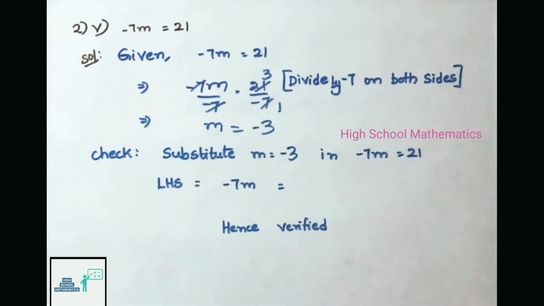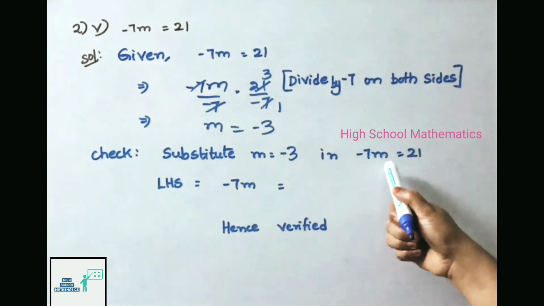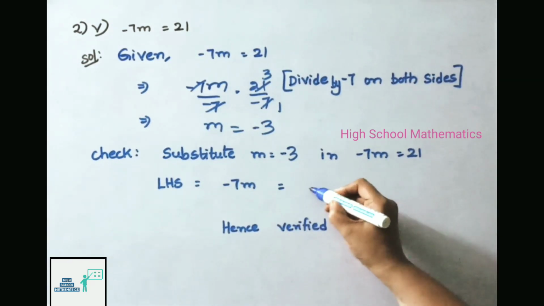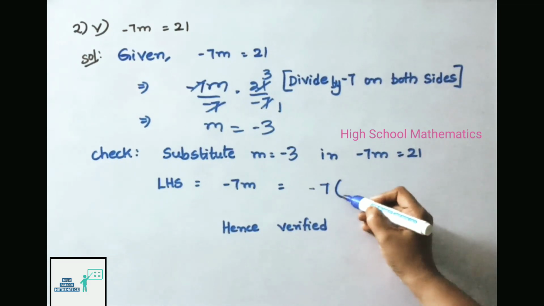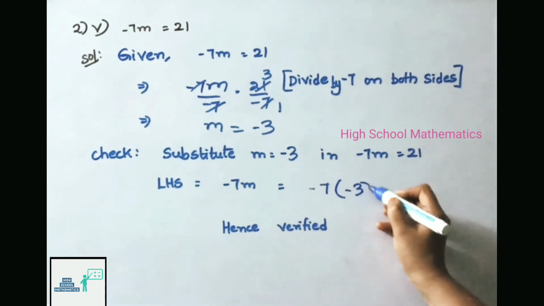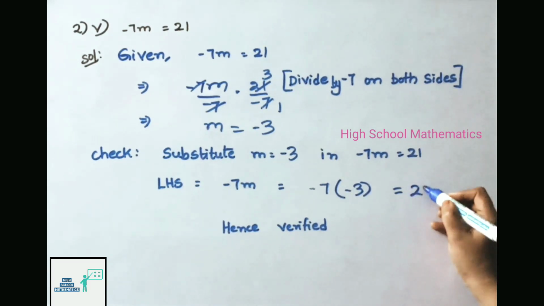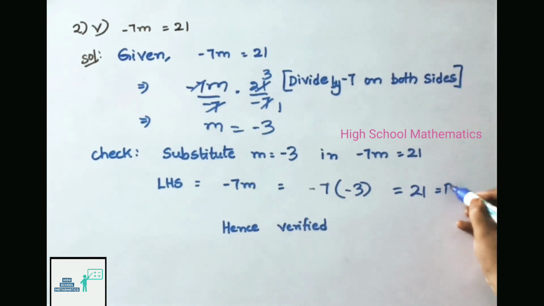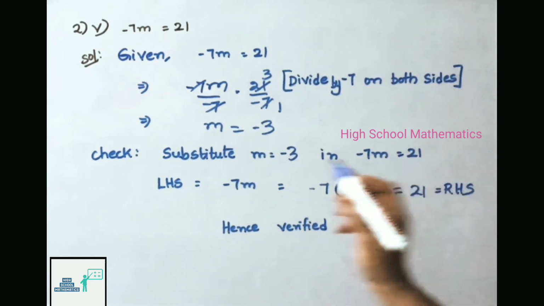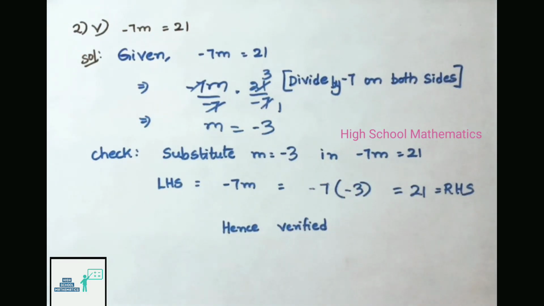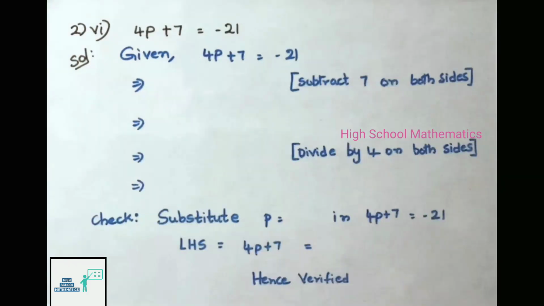Minus 7m equal to 21. We have taken the LHS part, that is minus 7m, that equals minus 7 into m value, minus 3. That equals minus into minus plus, 7 threes are 21, which is equal to RHS part. Therefore LHS is equal to RHS, hence it is verified.